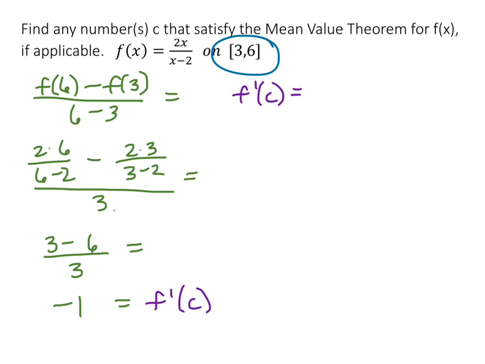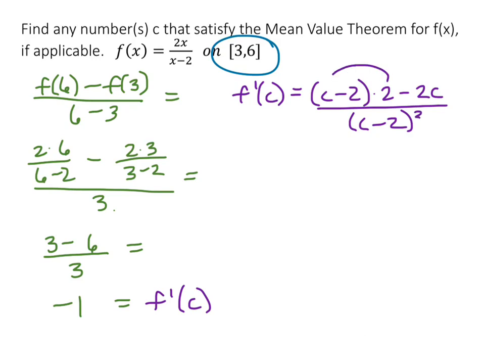So the derivative using quotient rule would be denominator. Instead of x minus 2, I'm going to write c minus 2, times derivative of the numerator. The derivative of 2x is 2, minus the numerator, I'm going to write as 2c instead of 2x, times the derivative of the denominator, which is just 1, all divided by denominator squared. I'm going to write that denominator as c minus 2 squared. Let's simplify this derivative. It becomes 2c minus 2c, which cancels out. Negative 2 times 2 is negative 4, all divided by c minus 2 squared.